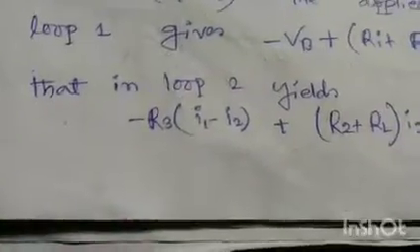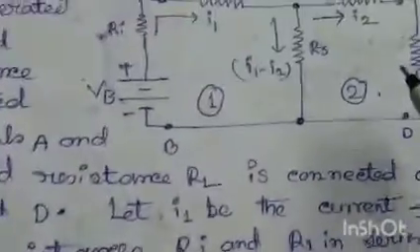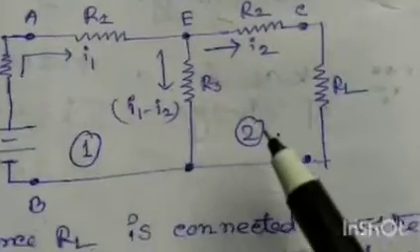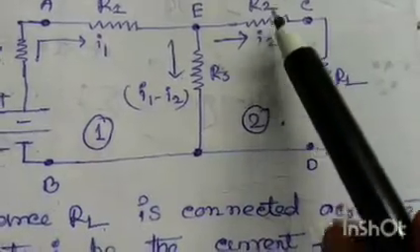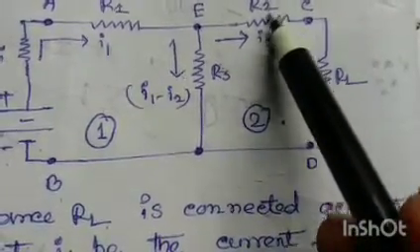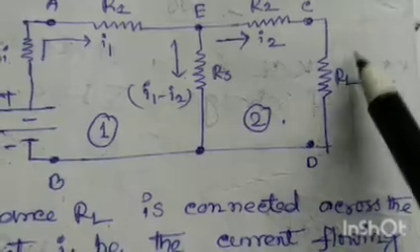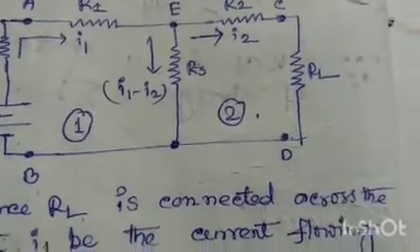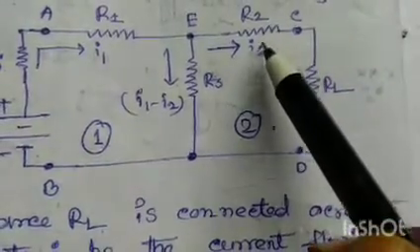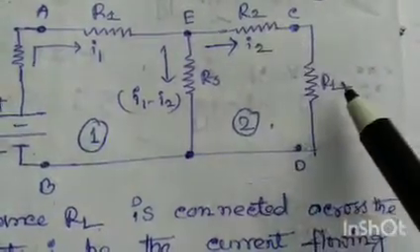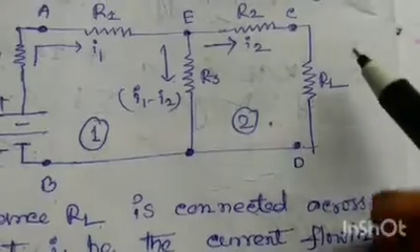This is equation 1. Again applying the KVL law in loop 2. Voltage drop R2 plus RL into I2. Voltage drop V equals IR. So voltage drop R2 plus RL into I2.